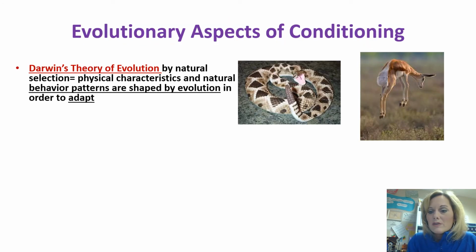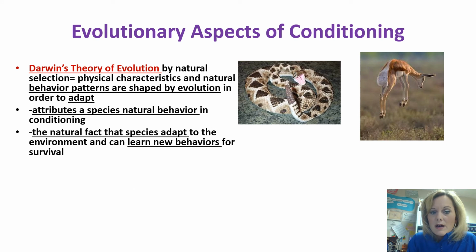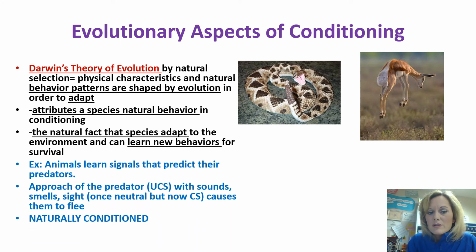Now, as we continue with that, we think about the evolutionary aspects of conditioning, and we look at Darwin's theory of evolution, and that there are patterns of behavior that are shaped by how we adapt to our environment. And that is true for many species. It's a natural fact that species will learn when things are dangerous in their environment and adapt to that. So for instance, animals are going to learn signals that predict that their predators may attack them.